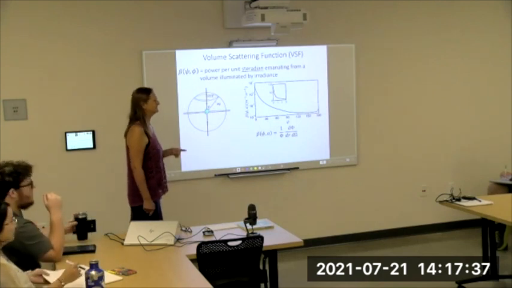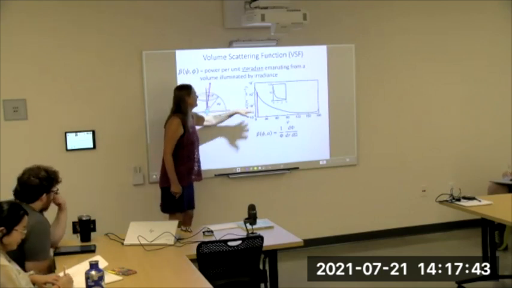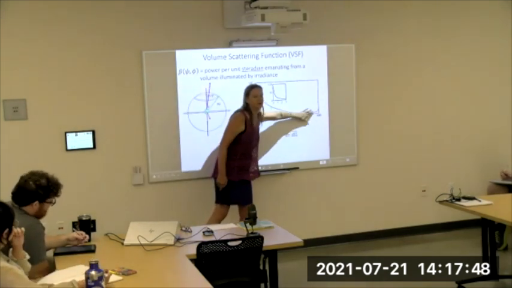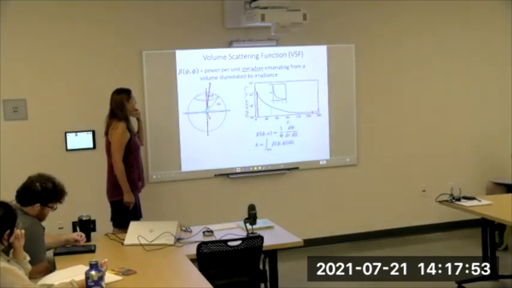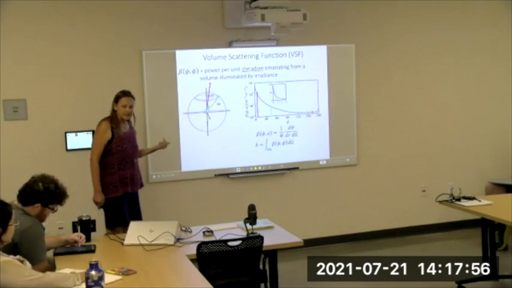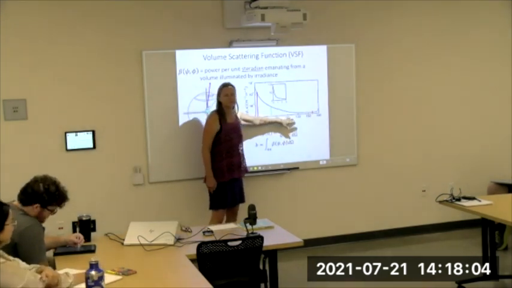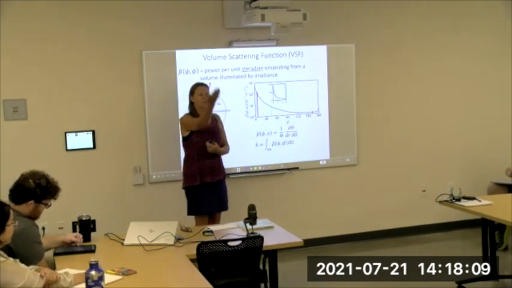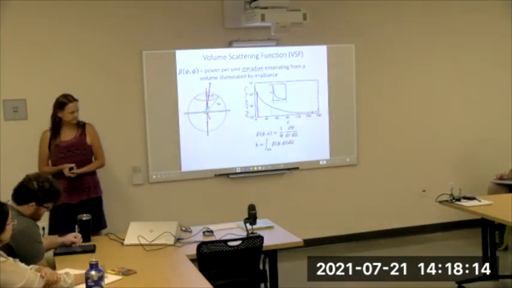If we were looking at the forward direction, we're talking about this part. If we're looking at the side, we're somewhere over here in the graph, and if we're talking about the backward, we're somewhere over here, just so we're all oriented. If we want the scattering coefficient, we have to integrate under the curve, so we're integrating over the whole solid angle, all the way around, to get the entire scattering coefficient.